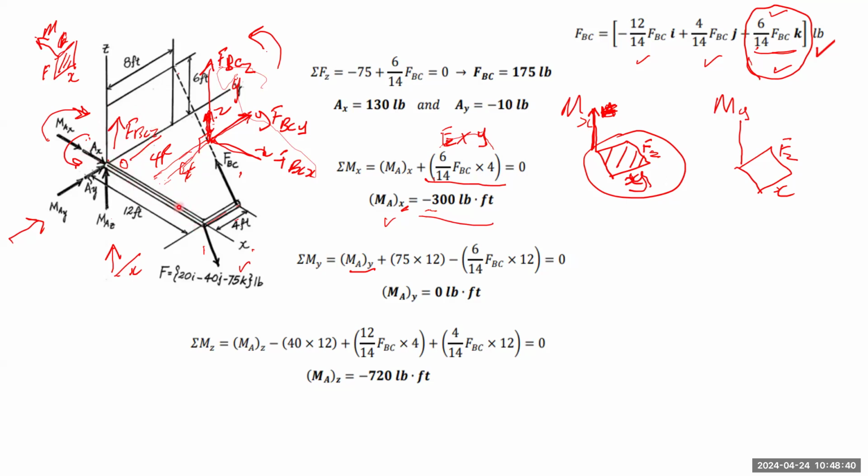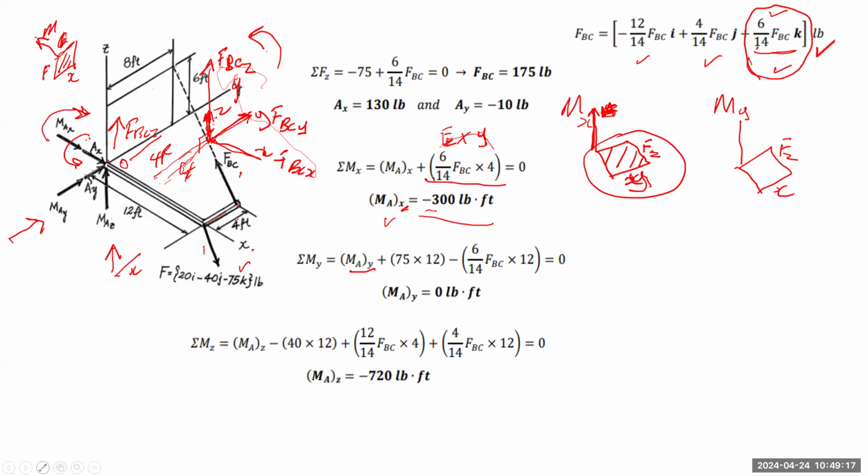X distance is what? 12. And we have the Z component, minus 75, and we have 6 upon 14, which is another component for the FBC force. So two force components that we are involved with here: this 75 and 6 upon 14 FBC. The distance for both components is the 12 ft between the origin along the x-axis. So the plane that we are focusing on is going to be perpendicular to it.